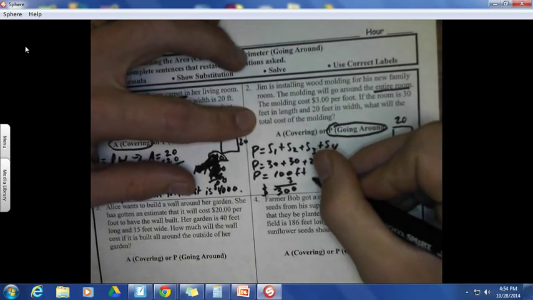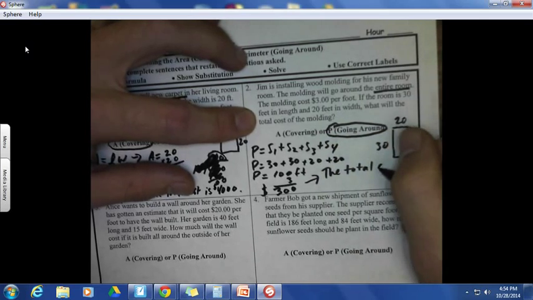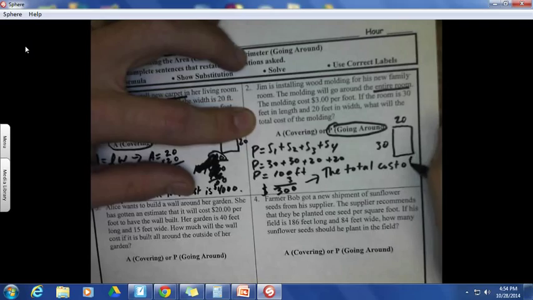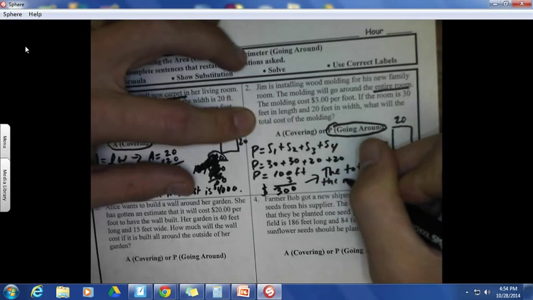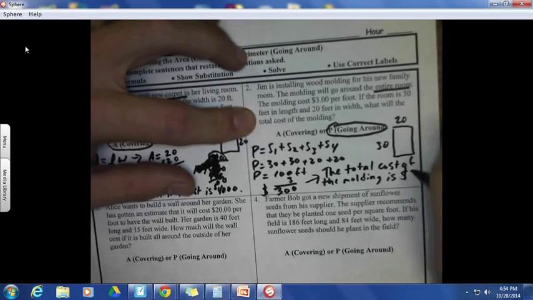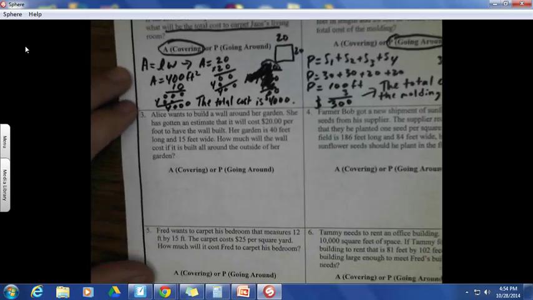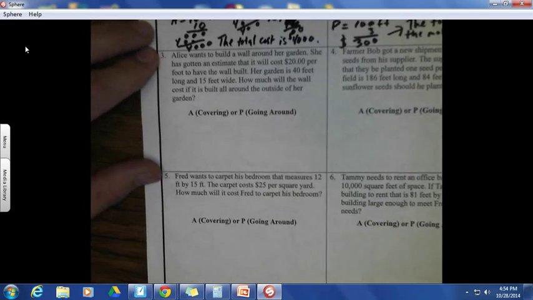So let's restate our question. The total cost of the molding is $300. There you have it.